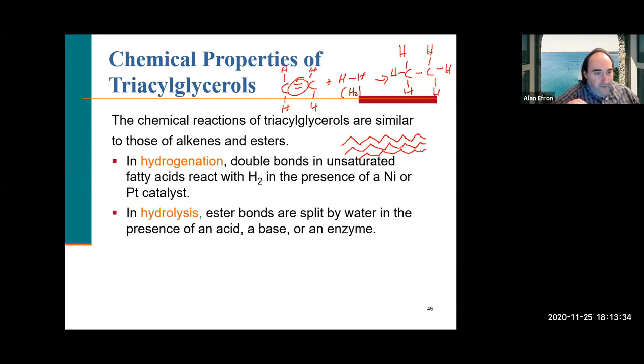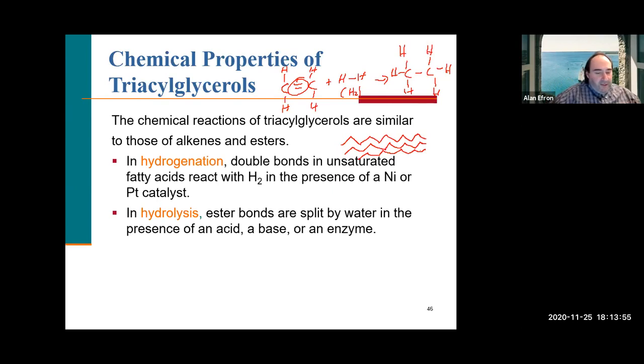You might not get rid of all of the double bonds, which is why it's not like a rock hard solid. But get rid of some of the double bonds, and it actually goes from a liquid like an oil to something like margarine, which is obviously solid, right? A little bit liquidy, but more solid than obviously an oil.